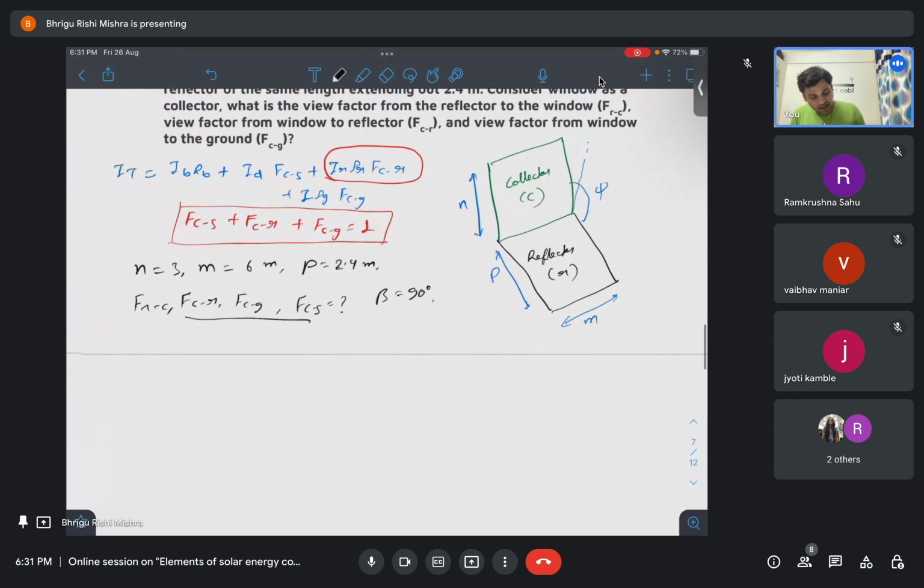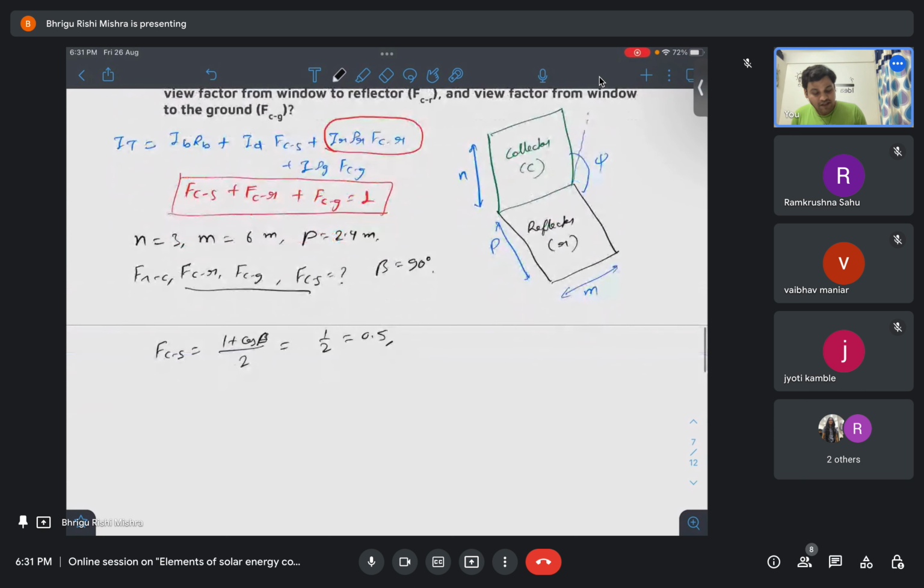So first we can calculate FCS. FCS is nothing but 1 plus cos beta by 2, and here beta is 90 degree, so cos 90 is 0, so it is simply half, which is 0.5. So FCS is 0.5. Now we need to calculate FCR.